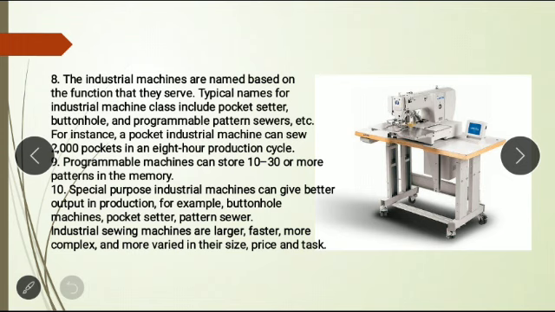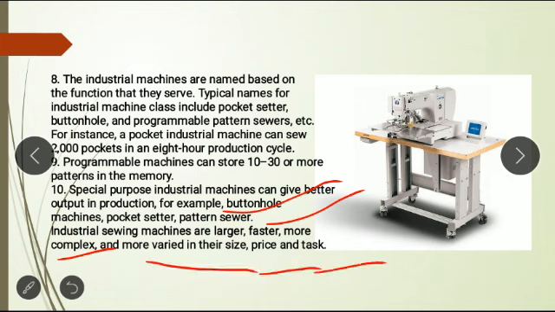Industrial sewing machines are larger, faster, and more complex, and more varied in size, price, and task also. They are highly expensive, and they are faster. They do work faster. They are larger in shape, and they are also very complex.